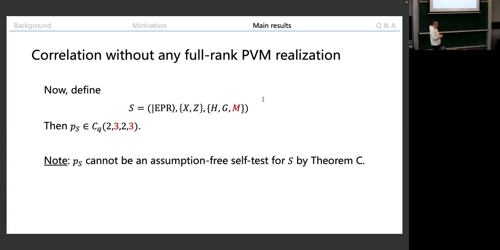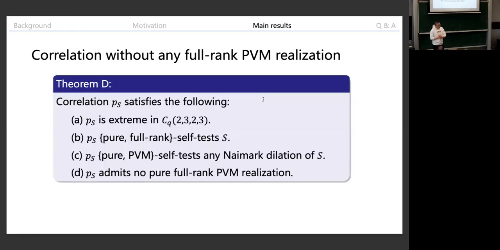And note that this correlation cannot be an assumption-free self-test by our theorem C. It's because we have shown that if this strategy is an assumption-free self-test, it has to be projective on its support, but since it has this non-projective M, then it cannot be an assumption-free self-test. Okay, but the interesting thing is that it is a self-test if we make proper assumptions.